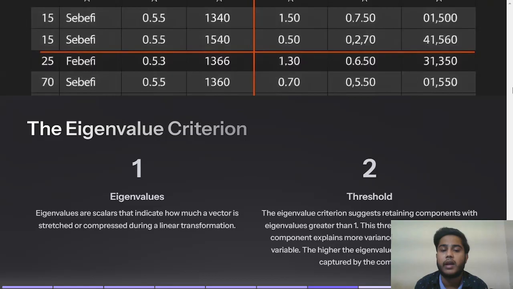So we will discuss the eigenvalue criteria. What are eigenvalues? Eigenvalues are scalars that indicate how much a vector is stretched or compressed during a linear transformation. What is the threshold? The eigenvalue criteria suggests retaining components with eigenvalues greater than 1. This threshold indicates that the component explains more variance than a single original variable. The higher the eigenvalue, the more variance is captured by the component.